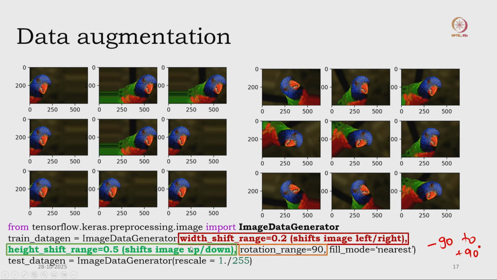And whenever we deal with width shift, height shift, we should compulsorily use one parameter called fill_mode. Here fill_mode, what we have defined is nearest.